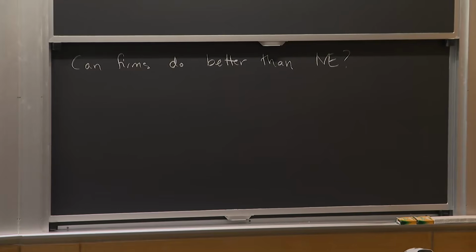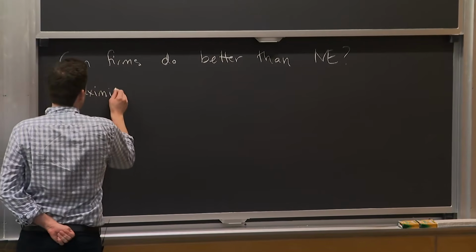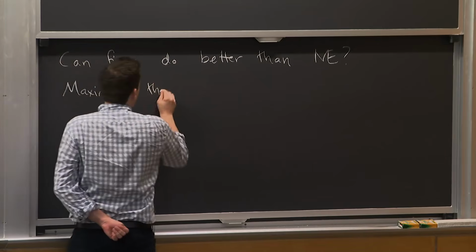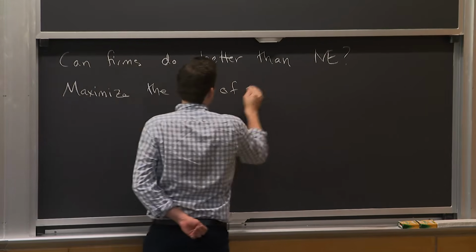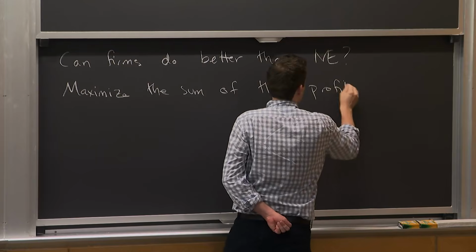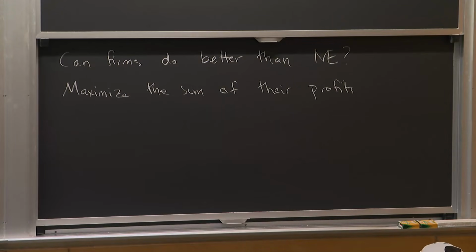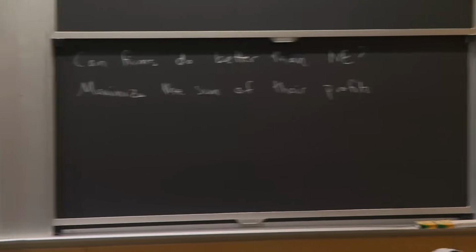So let's be a bit more specific. How could they do better? Well, what they could do is maximize the sum of their profits. How would we do this? How would the firms maximize the sum of their profits? Yes? You could choose exactly one firm to produce everything, and the reason is, in that case, n is 1, so then the markup can be higher.